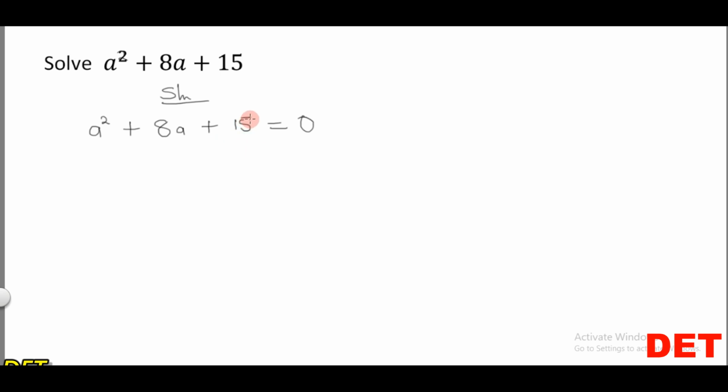So to factorize, I would look for the factors of 15 such that when I multiply the factors, I will have 15, and when I add the factors, I will have 8. So what are the factors of 15 that you know? 1 times 15 will give you 15. What other factors of 15 do you know? 3 times 5 will give us 15. So these are the only factors of 15.